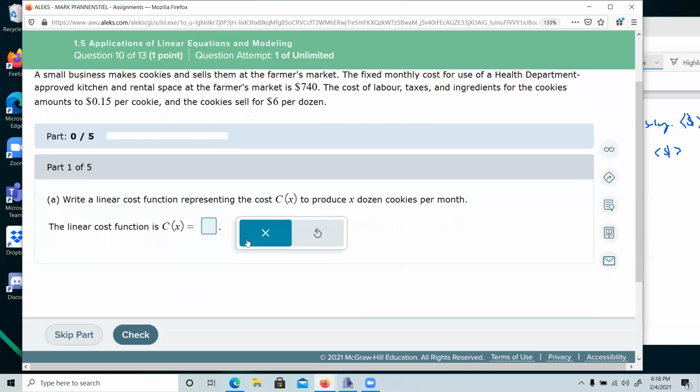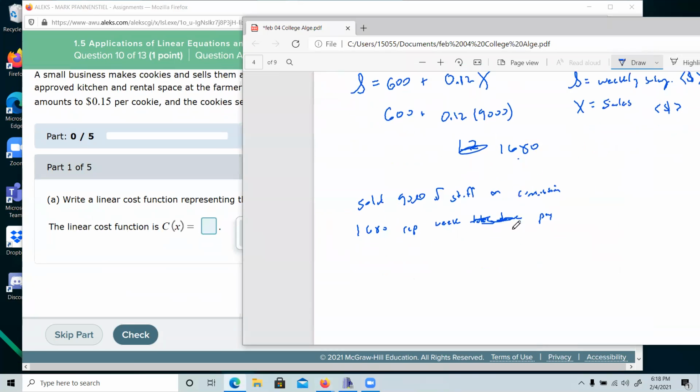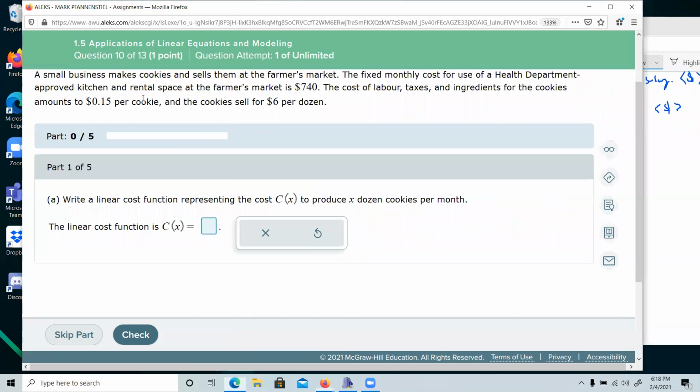Okay. We're at a cost function. So this is just the cost. And functions don't have to be one letter. Okay, they typically are. But if it helps you to say cost equals, because that keeps it straight for you, then that's what I want you to do. Okay, so we have a fixed cost, $740.